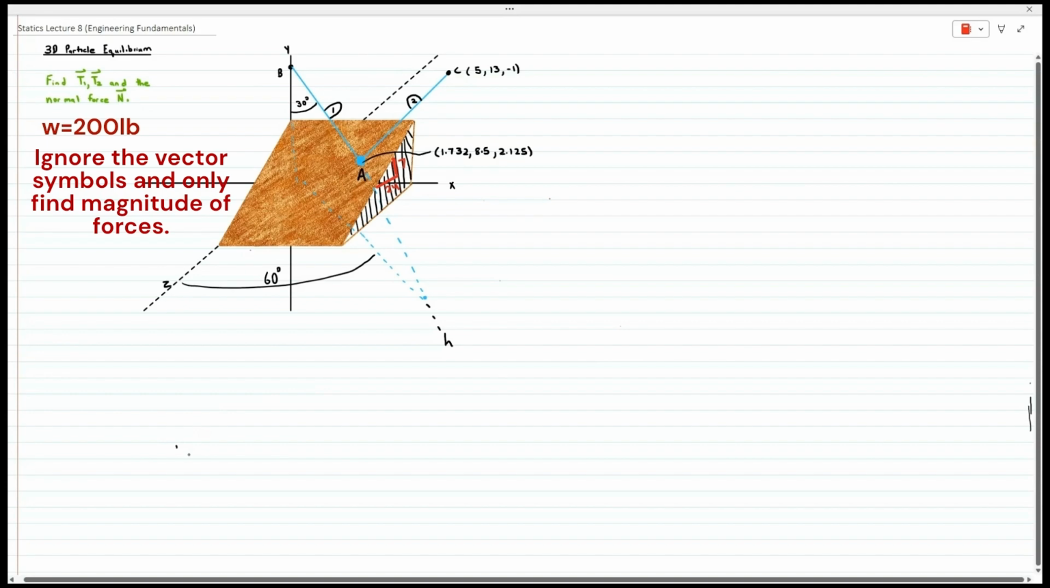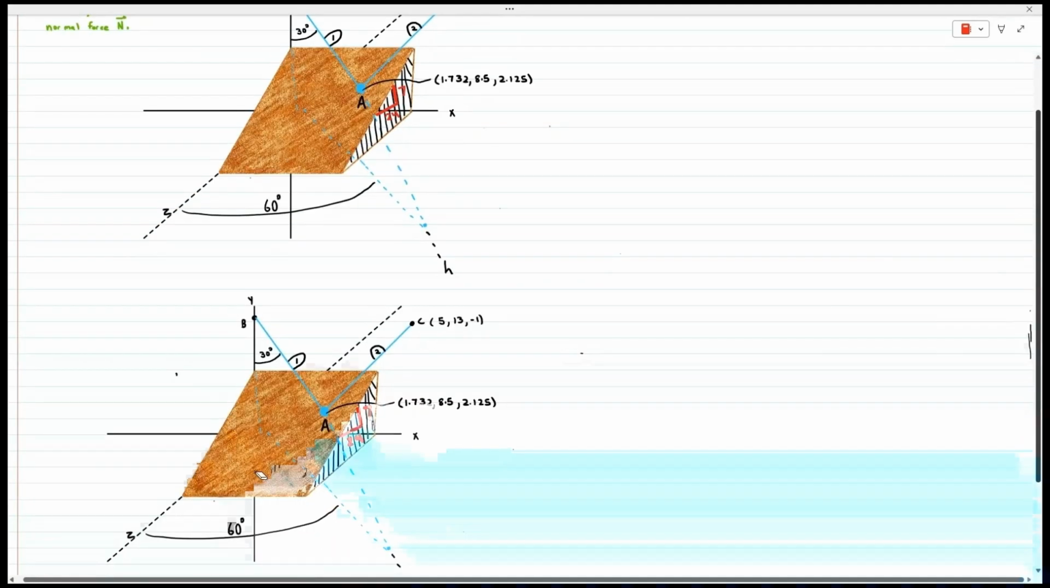I'm going to give you guys an opportunity to try the problem on your own. Okay, I hope you tried the problem. What we're going to start off with first is drawing the free body diagram. So let's go ahead and do that.